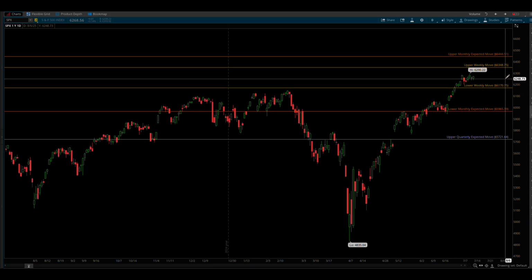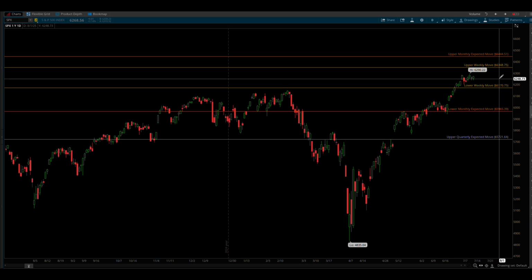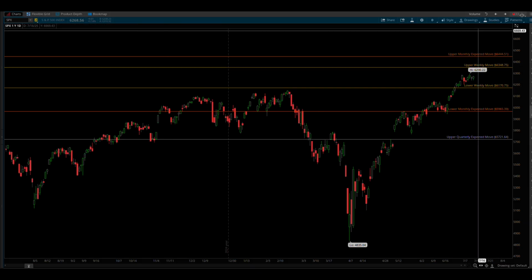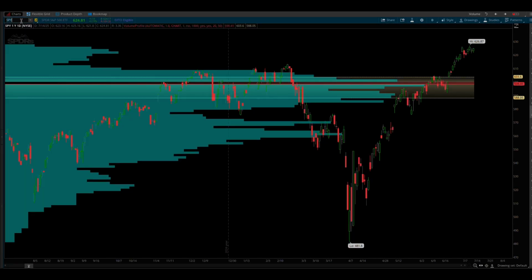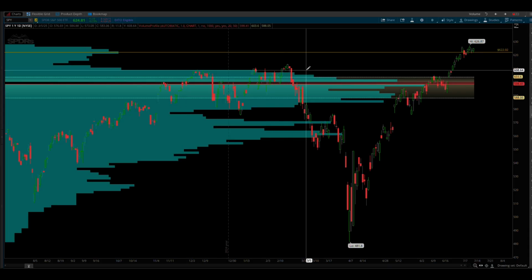So if we get up here, maybe there's a pullback, or if we come down here, boom. But it just helps me understand the expectations of the market and what the big players are seeing in the options market. And so I use those as levels as well. You can even plot on SPY like I was doing. It's the same thing.